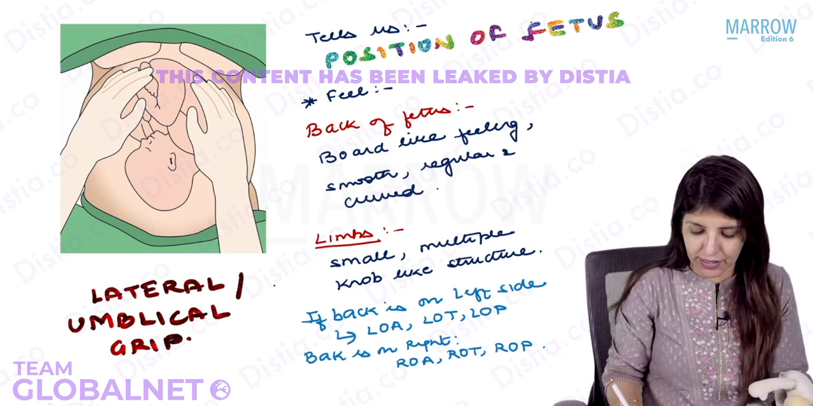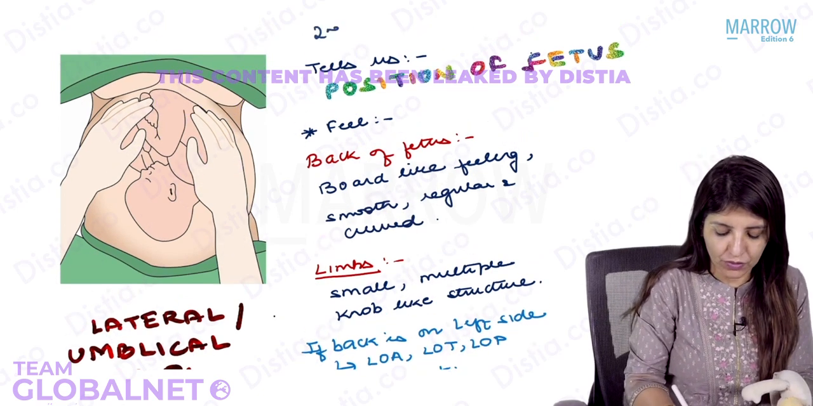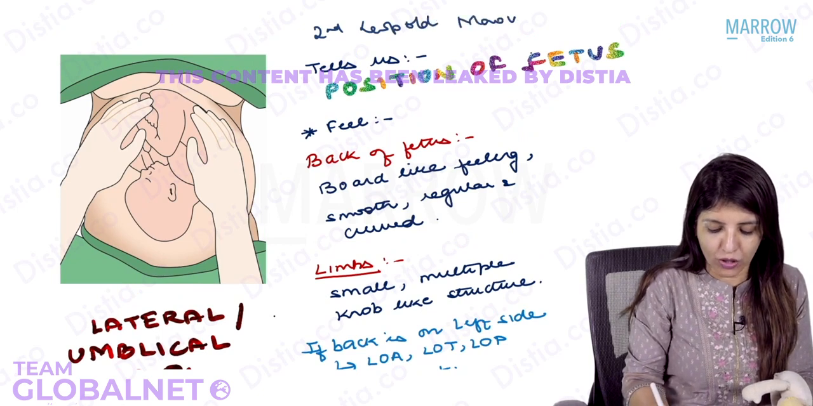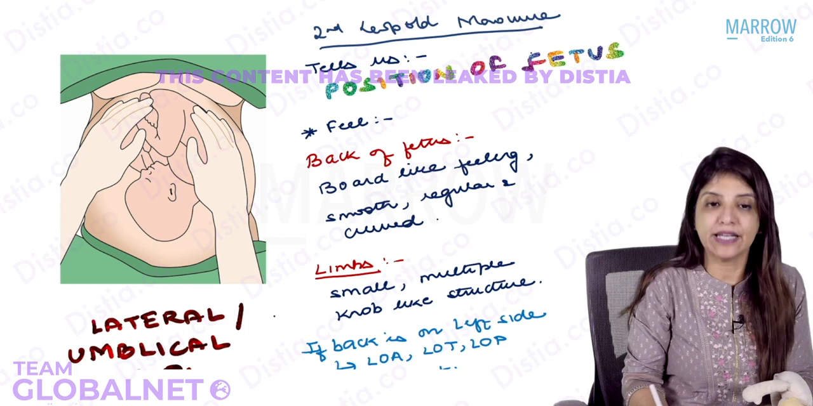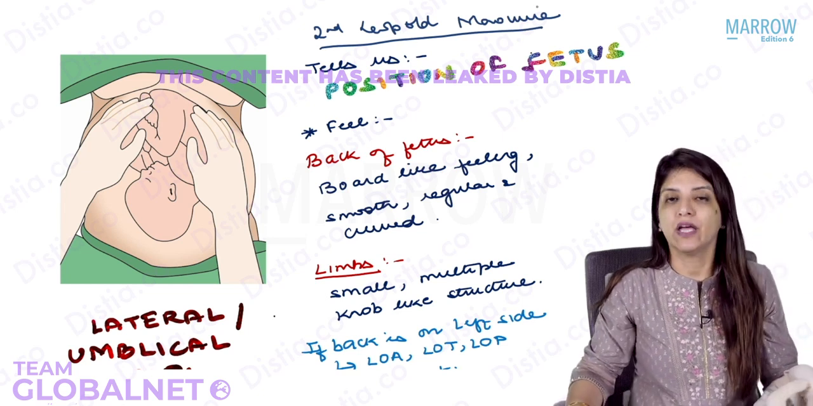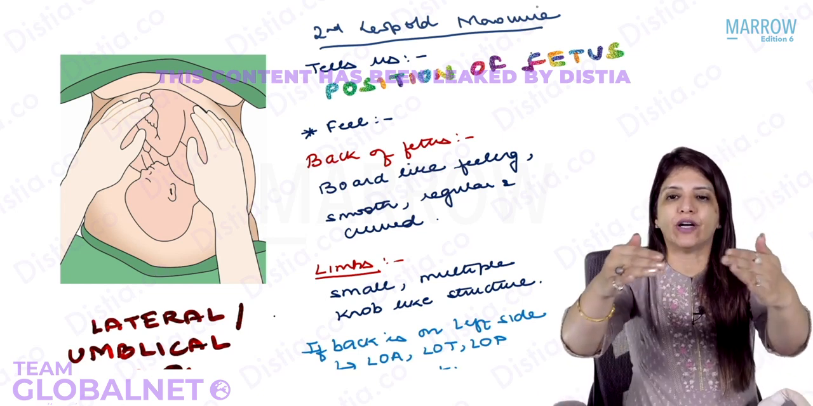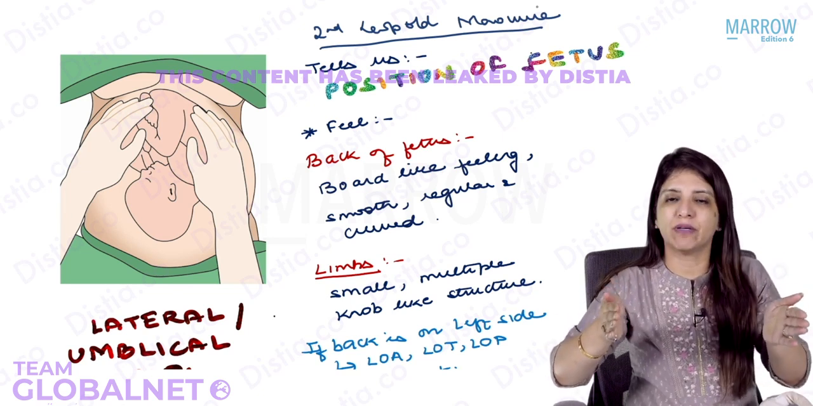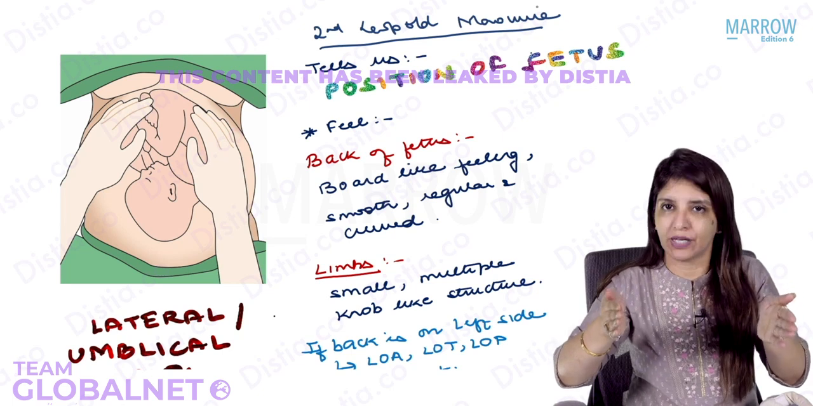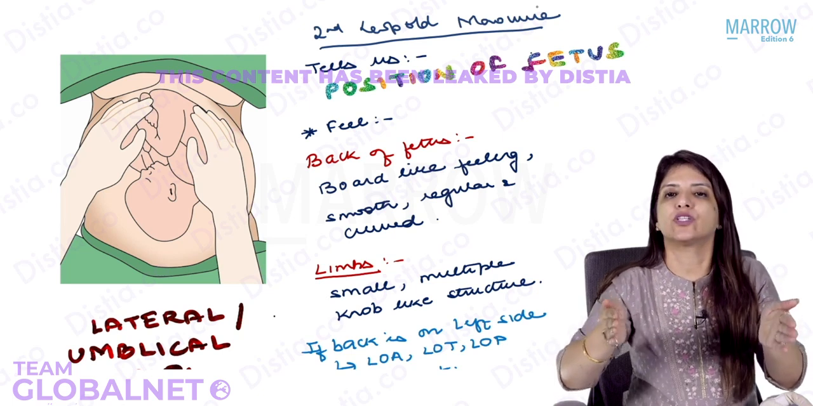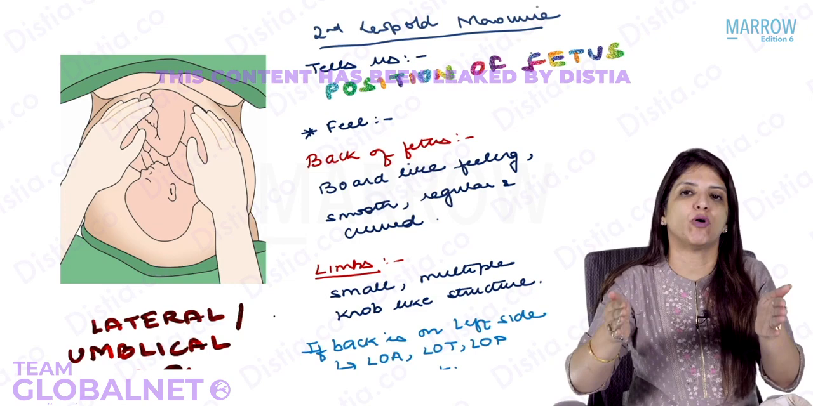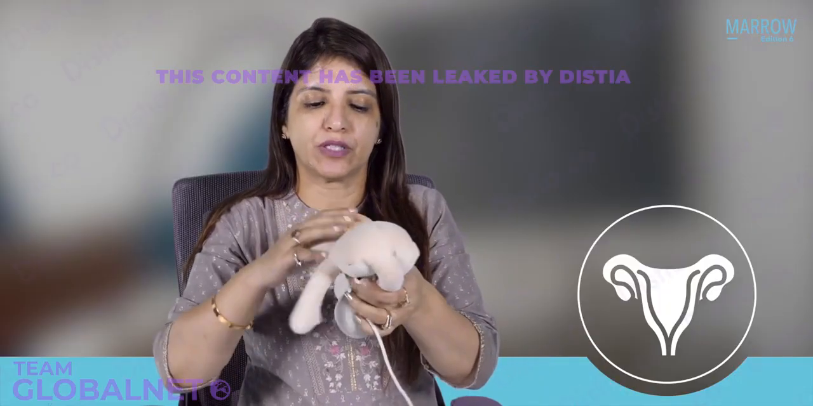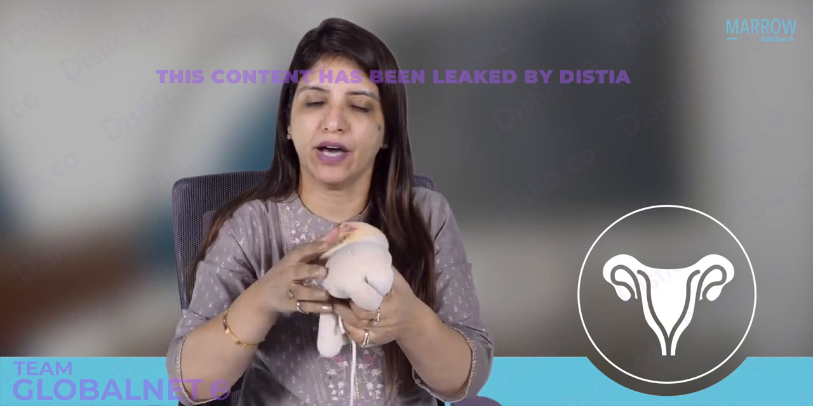Then comes the second maneuver. The second Leopold maneuver is called the lateral grip or the umbilical grip. Now, from the fundus, you are going to come to the sides. That means you are going to come laterally, and that is why it is called the lateral grip or the umbilical grip. Now, look over here. This is the cephalic presentation. Head is down and buttocks are up.